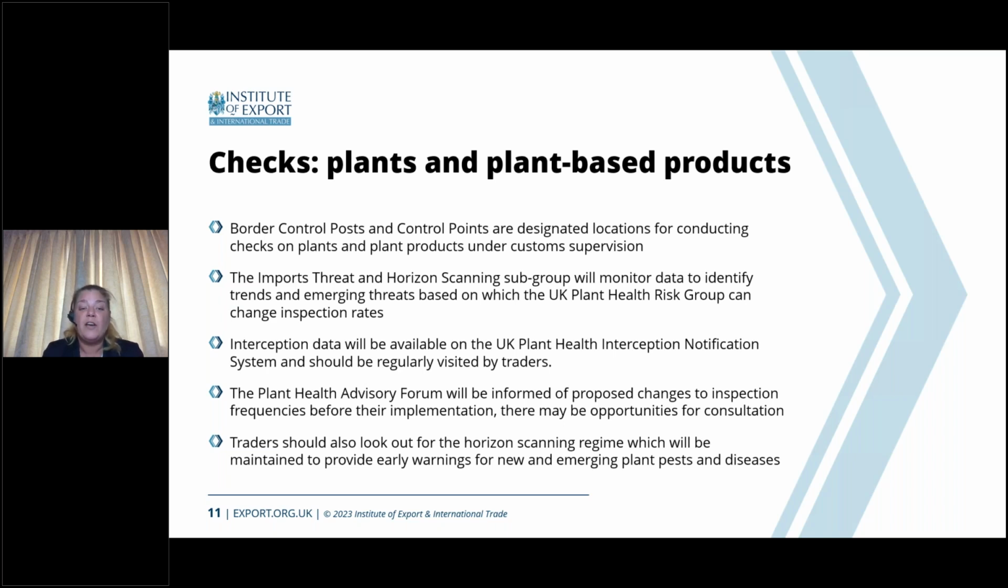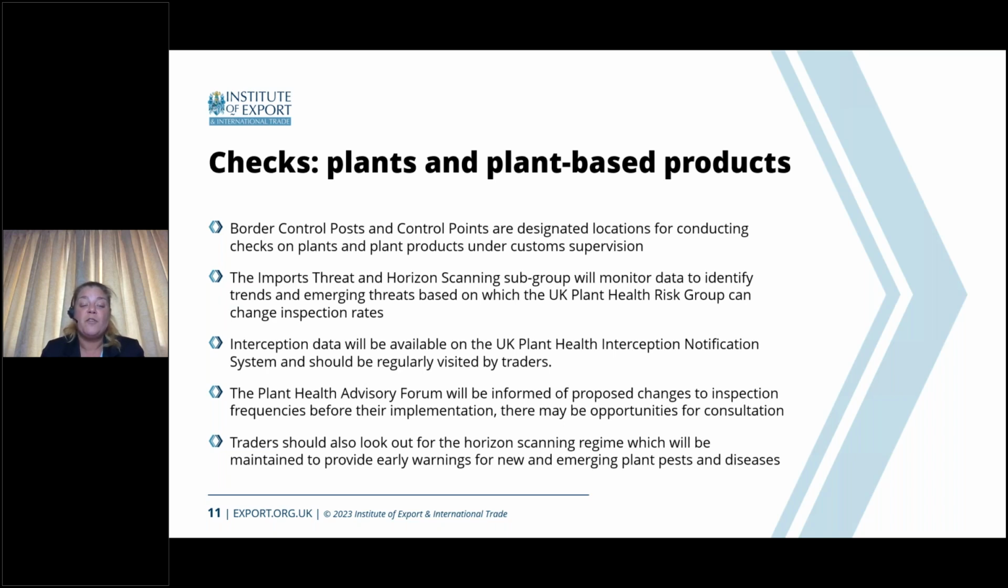The imports threat and horizon scanning subgroup will monitor the data to identify the trends. They will take this data not only from the documentation that's provided by the imports and exports, but also from any inspection and biodata that is collected during those inspections. That interception data will be available on the UK Plant Health Interception Notification System, and it should be regularly visited by traders. While, as we say, they are hoping to remain as stable as possible within their categories, international events may well change this. So it's always advisable to check this on a regular basis.